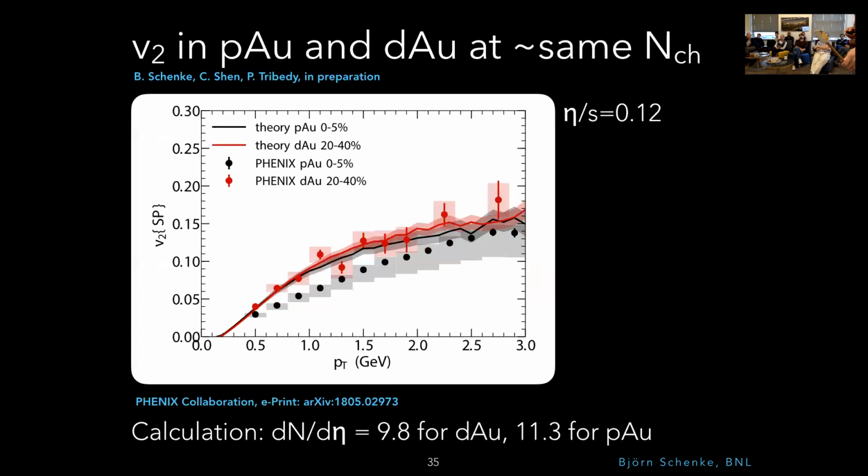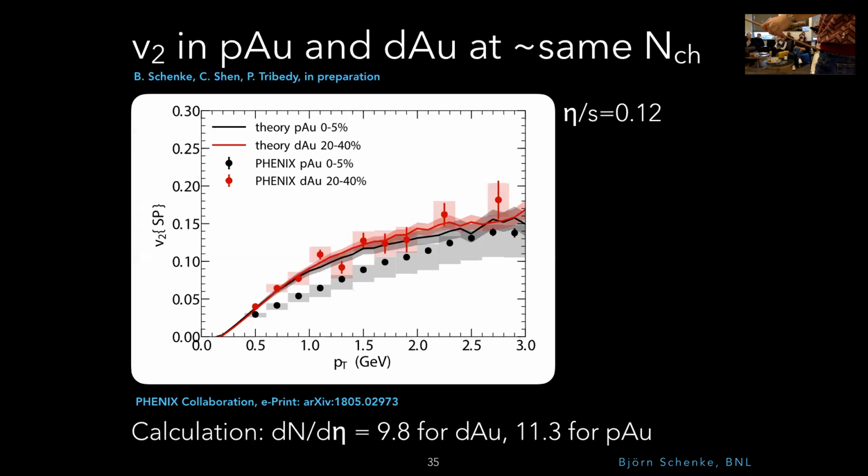And then you may say, okay, let's compare same multiplicities. What do we get? What PHENIX did is look at p+Au in 0 to 5% and p+Au in 20 to 40%. That gives you roughly 10 in d+Au data, I think, in both cases. What we get is also roughly 10 in these bins, so 9.8 and 11.3 respectively. And here's what we get. You actually get the same ordering and everything, but we get a much closer result in terms of where proton-gold and deuteron-gold V2 lies. So it's a bit large.